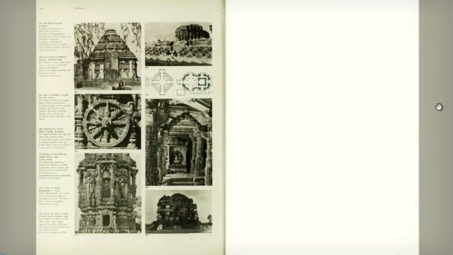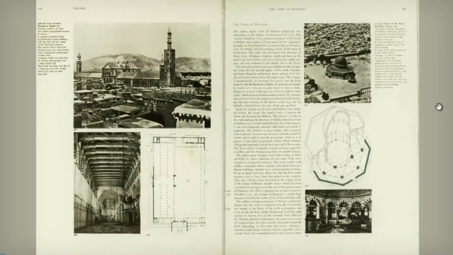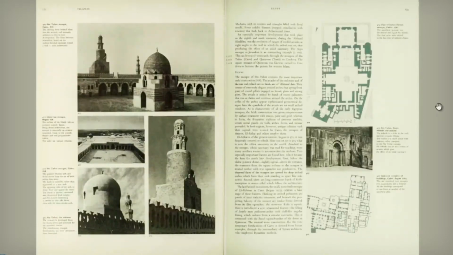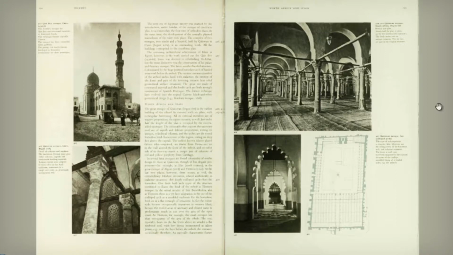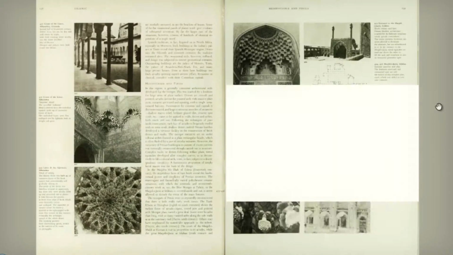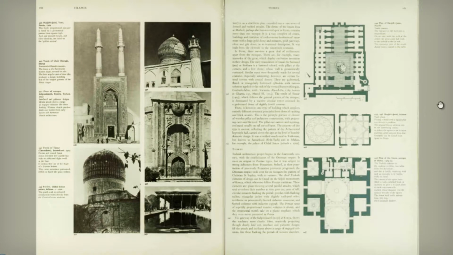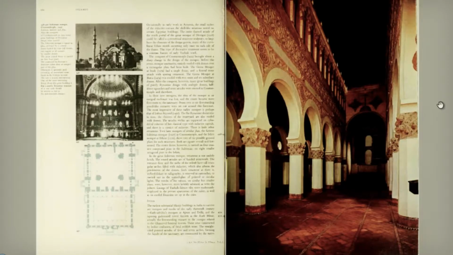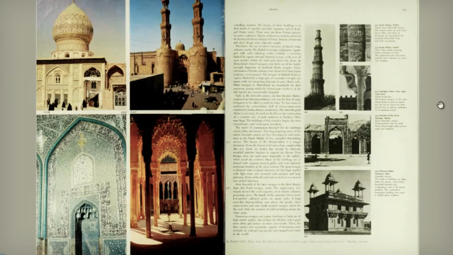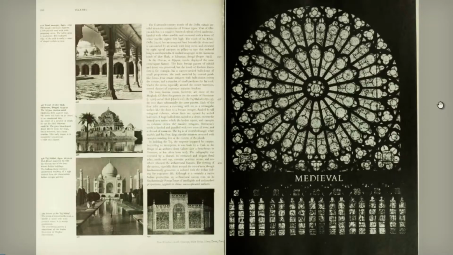The next one is going to be the Islamic architecture. There are a lot of mosques in here. We have the North African and Spanish mosque architecture. We have the Mesopotamian and Persian, but in the Islamic periods. And then it mentions the Islamic architecture in Turkey, and then goes to the Islamic architecture in India.